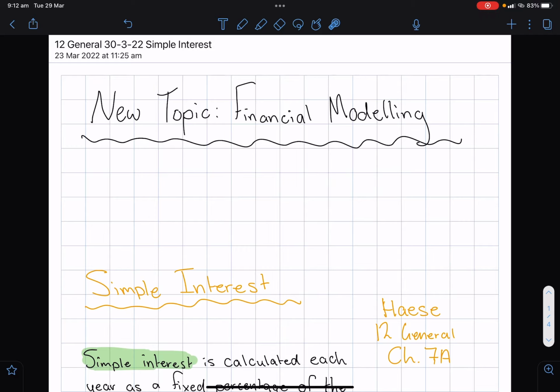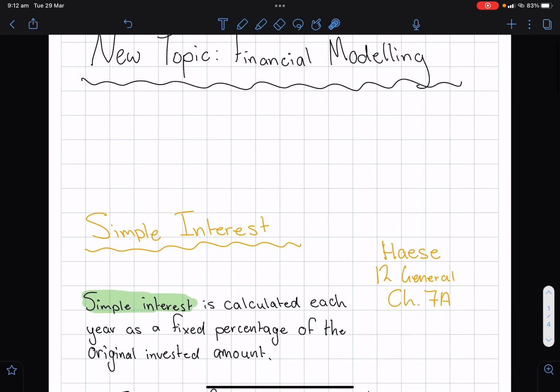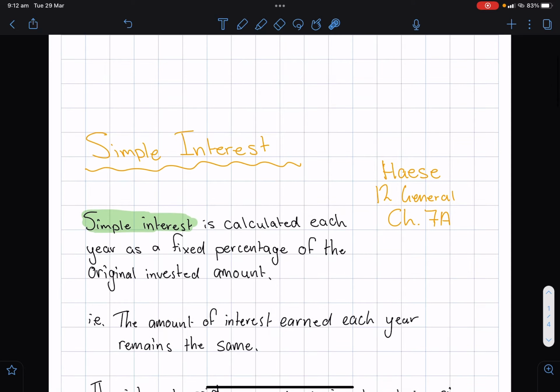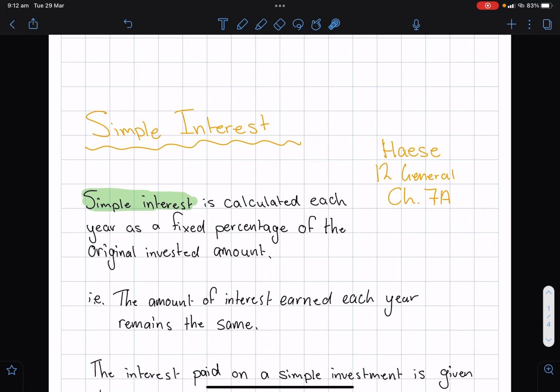So we start this topic by looking at something called simple interest. If you're playing along with the Hazy 12 General textbook, we're looking at chapter 7A. Simple interest is calculated each year as a fixed percentage of the original invested amount. In other words, the amount of interest earned each year remains the same. So we're looking at that initial investment and calculating the interest off of that value.